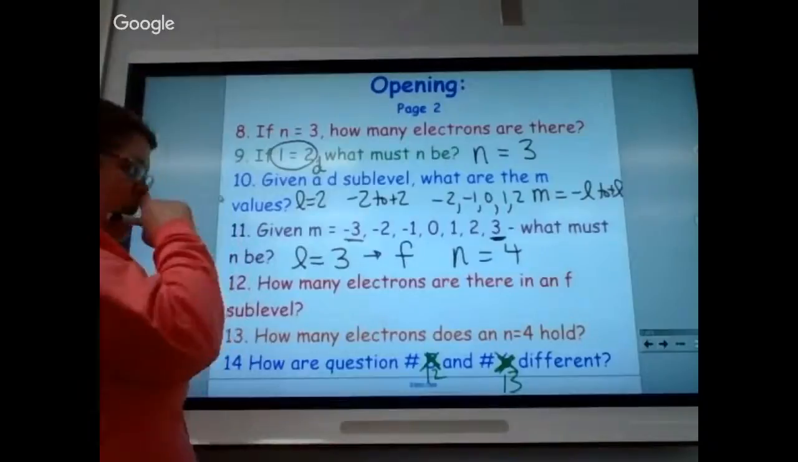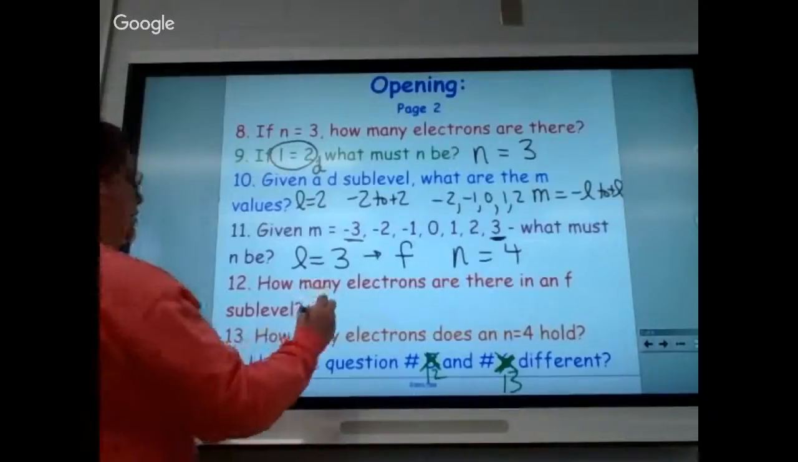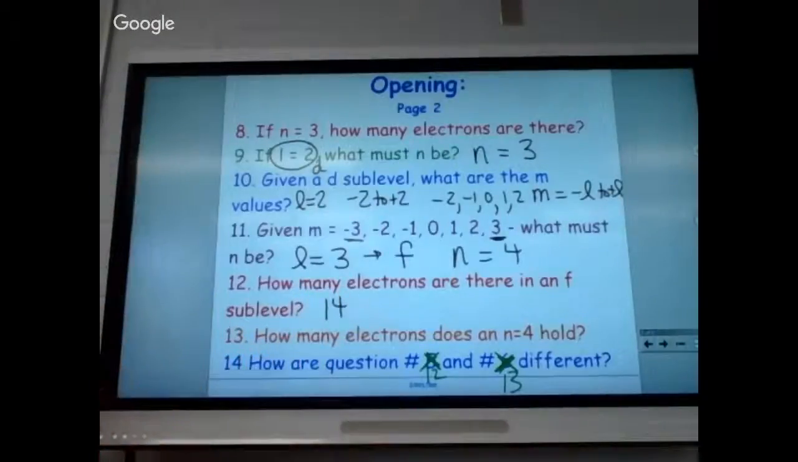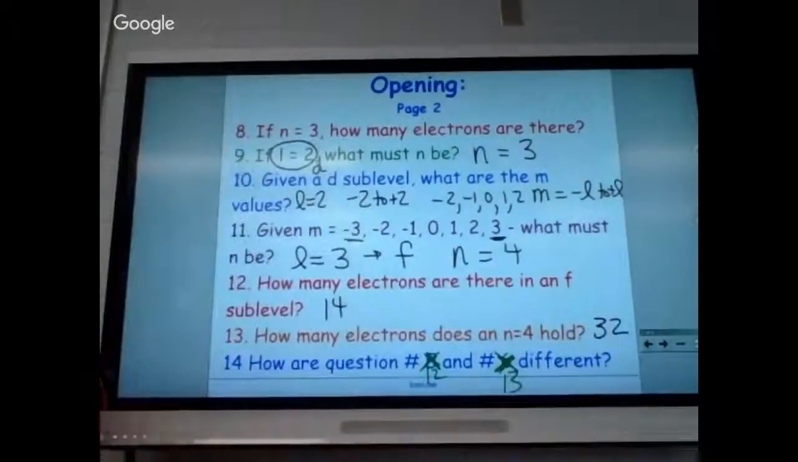Okay. How many electrons are there if you have an F sublevel? 14. You're on the next one. All right. So if N equals 4, how many electrons are there? 32. So in the last one, I asked how those questions are different. How do we get 14 and 12 and 32 and 13? 13 is the total. 12 is like 1.